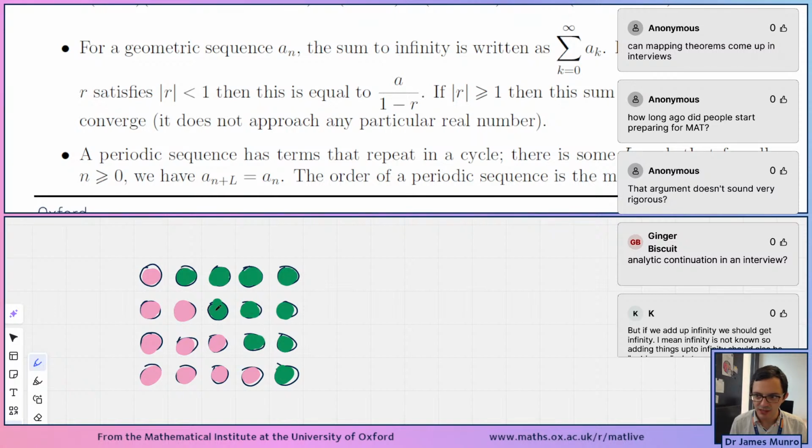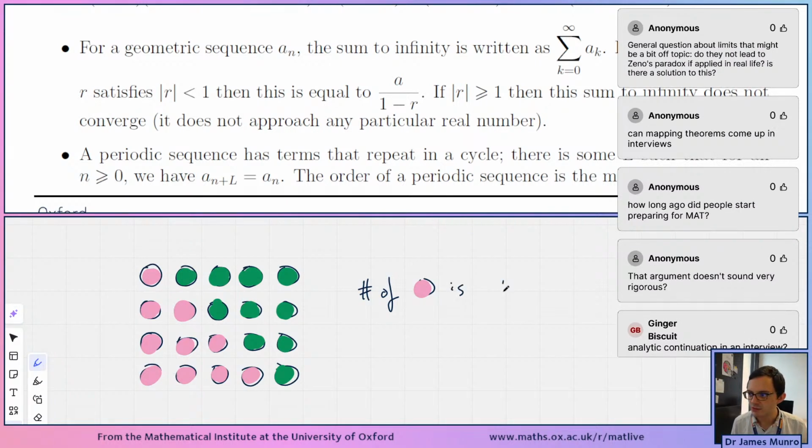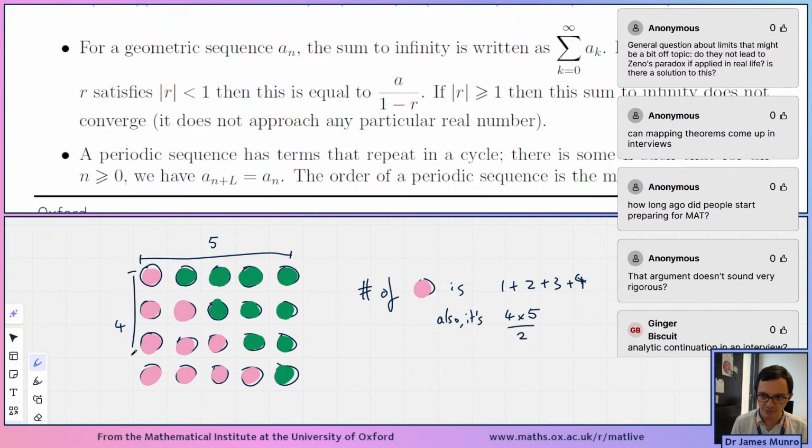So the argument here is that the number of pink dots is 1 plus 2 plus 3 plus 4. And to find the number of pink dots, I can do this. This is a rectangle. 4 times 5 divided by 2, because there are 4 times 5 dots in the picture and half of them are pink. 4 times 5 divided by 2. And that multiplication is much easier than the adding. So you can do that in general, in some sense.